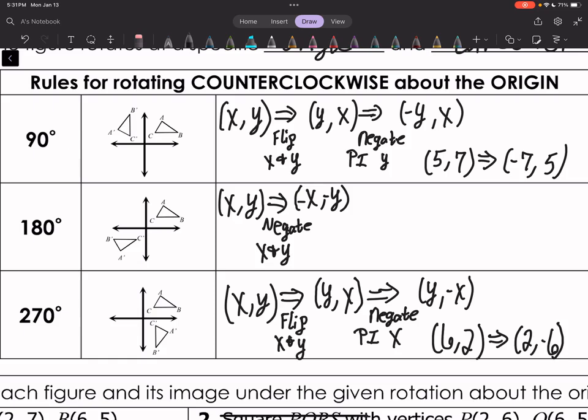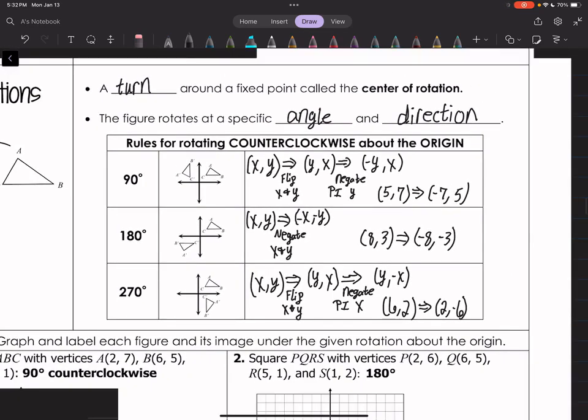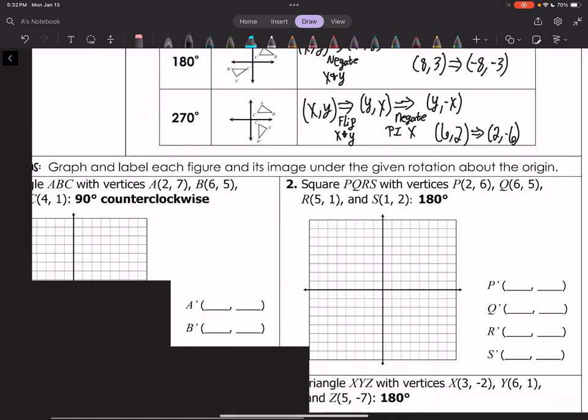I didn't give you an example for 180. It's very simple, but I will go in and write one. If I have the coordinate 8 and 3, it's just going to become negative 8 and negative 3. All right, there are the rules that we're going to be using. Let's practice.